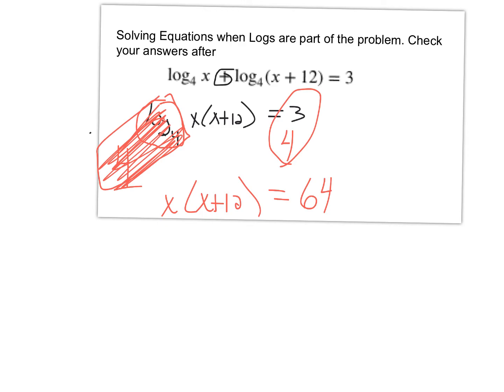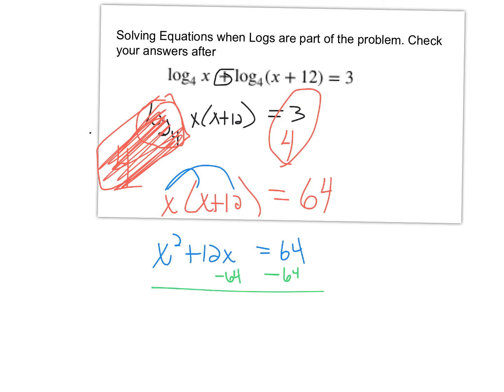Now we have to start solving this. So I'm going to distribute the x. X squared plus 12x is equal to 64. Minus the 64. X squared plus 12x minus 64 is equal to 0.